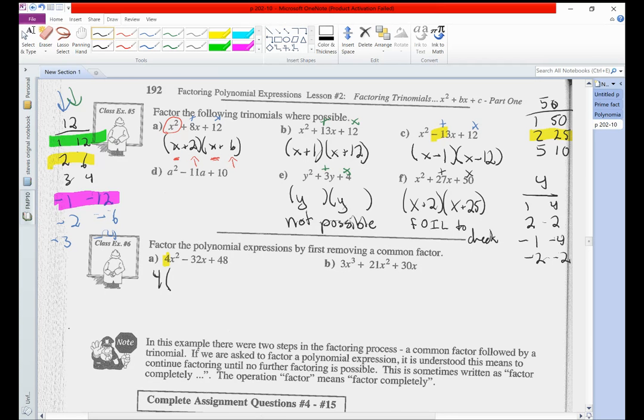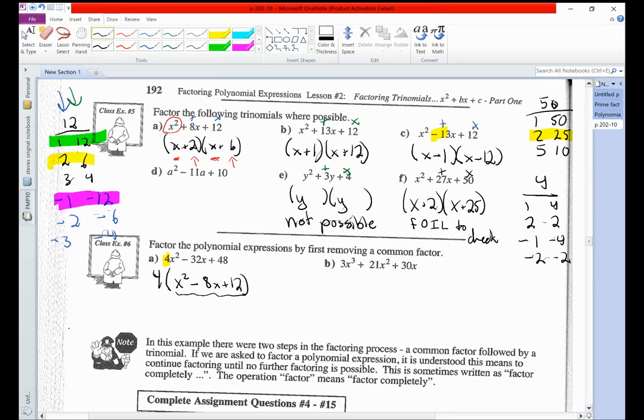Sorry, if you factor a 4 out, you are left with x squared. Negative 32 divided by 4 is negative 8x. And 48 divided by 4 is positive 12. And now by factoring that 4 out, you can see we are left with a trinomial in the form that we want it in, so we can factor by inspection.